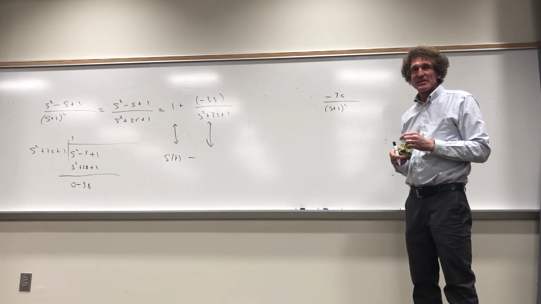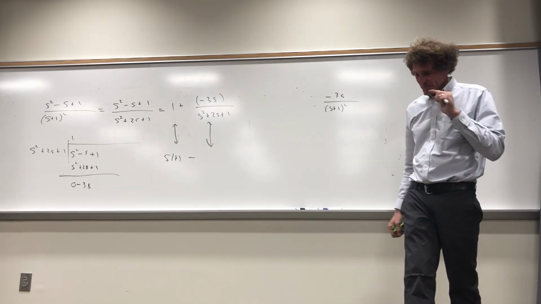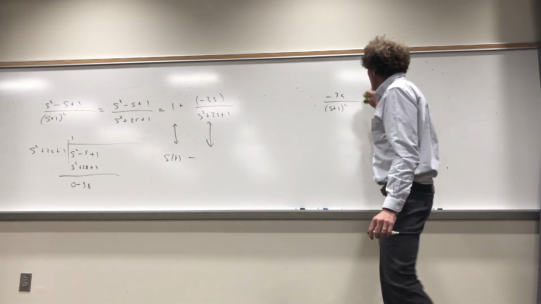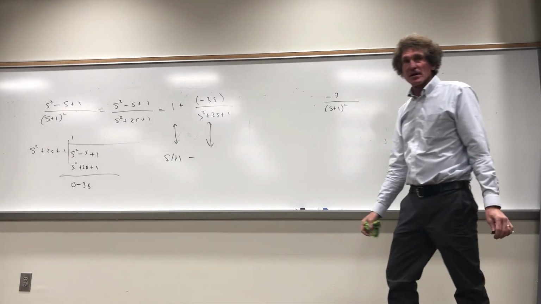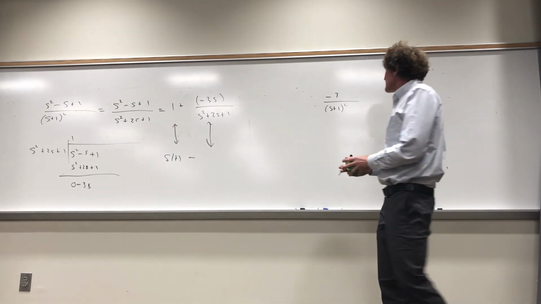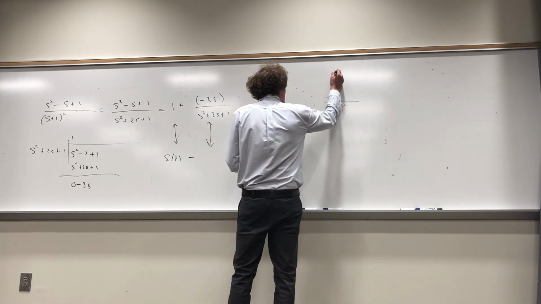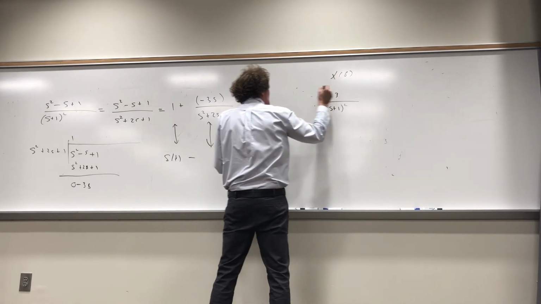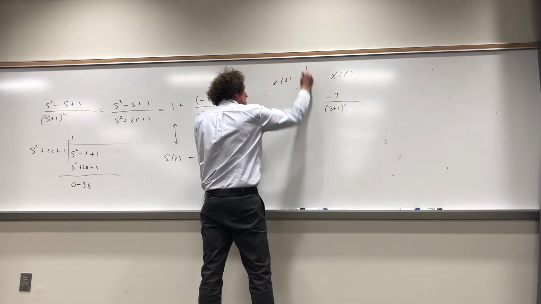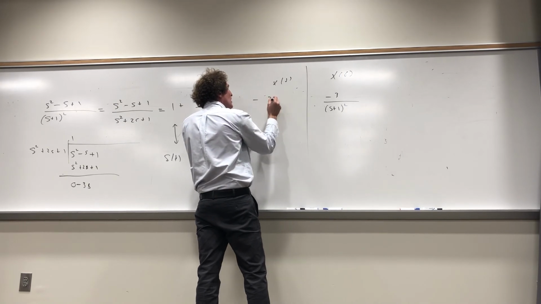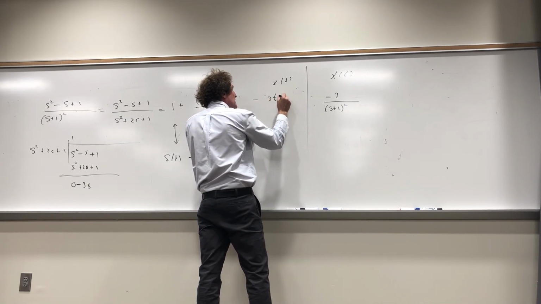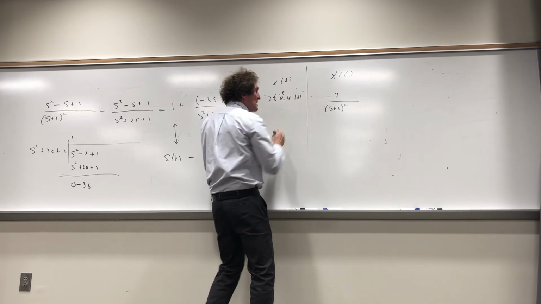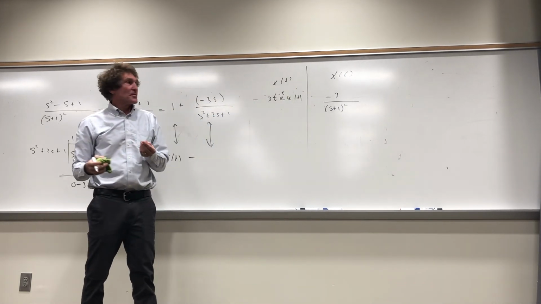Multiplying by s, isn't that like a derivative on the x of t? Why don't we do this first? What is this going to be? If this is my x of s, what is my x of t? Think about it. Minus 3 over t e to the minus t u of t. Correct, class? Is that right? Yeah. All right, do the next part.